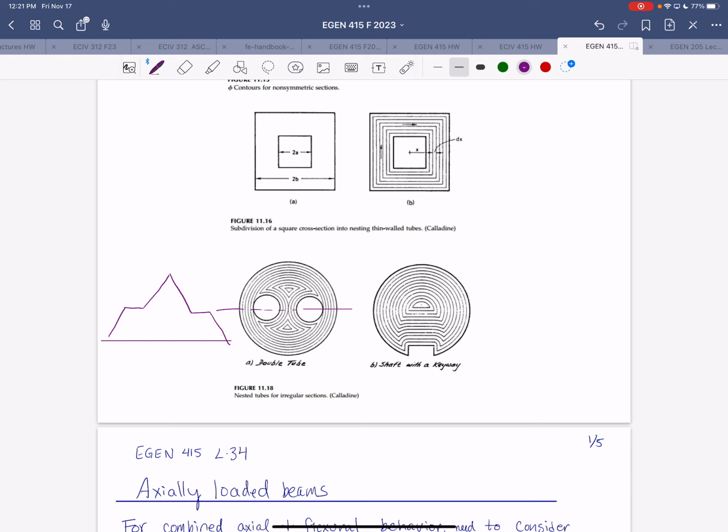My notes are all over the place here. There we go. All right.